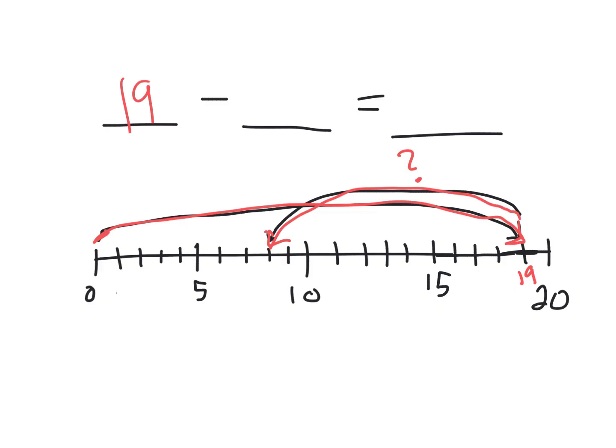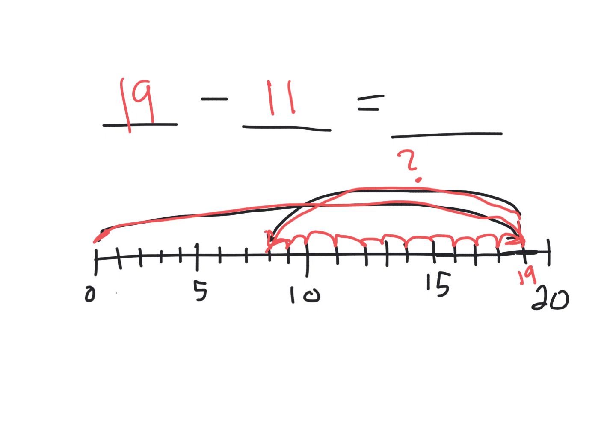Your students can figure this out a number of different ways. If they want to, they can make the jumps by ones. So 1, 2, 3, 4, 5, 6, 7, 8, 9, 10, 11. Okay, I made 11 jumps, so that tells me that 11 goes here. They might also make bigger jumps.